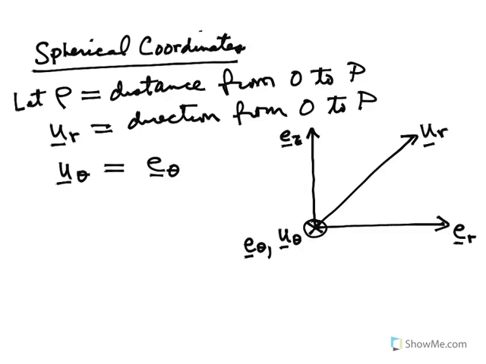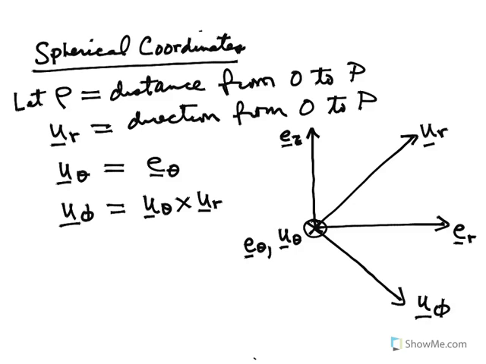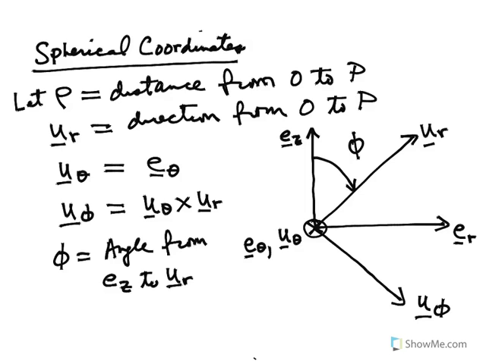Then I'm going to define a vector. I'm going to define U sub phi to equal U sub theta crossed with U sub R. If I take U sub theta and cross it with U sub R, I get a direction called U sub phi, which I can denote this way. And then I'm going to introduce an angle phi. Phi is going to equal the angle from E sub Z to U sub R. And that also happens to be the angle here from E sub R to U sub phi. So there's my picture for spherical coordinates.